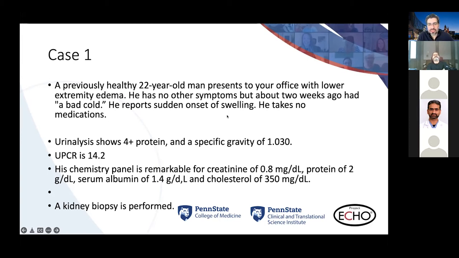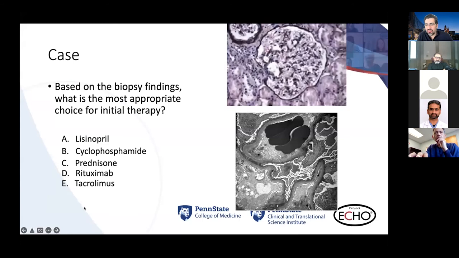He developed very quick lower extremity edema, finger and hand swelling, face swelling after a bad cold. Very classic presentation of a nephrotic syndrome. He is not on any medication, and he has proteinuria. His protein to creatinine ratio was 14. He had normal creatinine at that time. His albumin was 1.4, cholesterol was 350. So we did a kidney biopsy, and the biopsy showed somewhat similar to what we have in the picture. This is not the exact biopsy, but this is the picture.